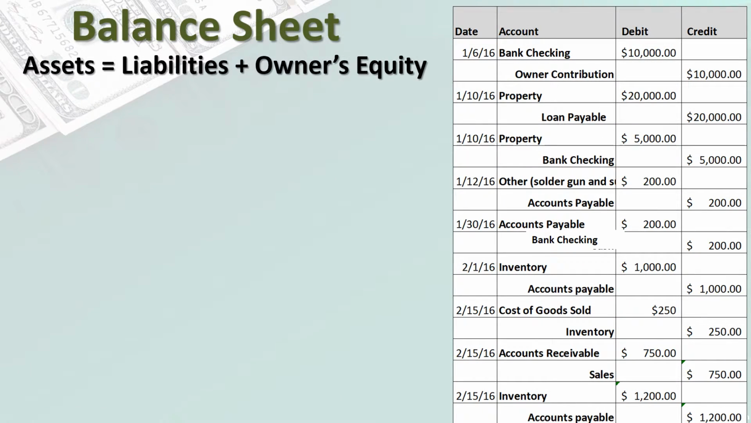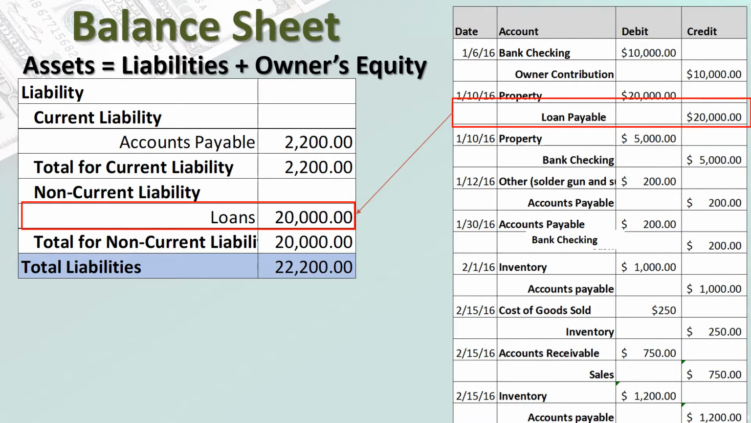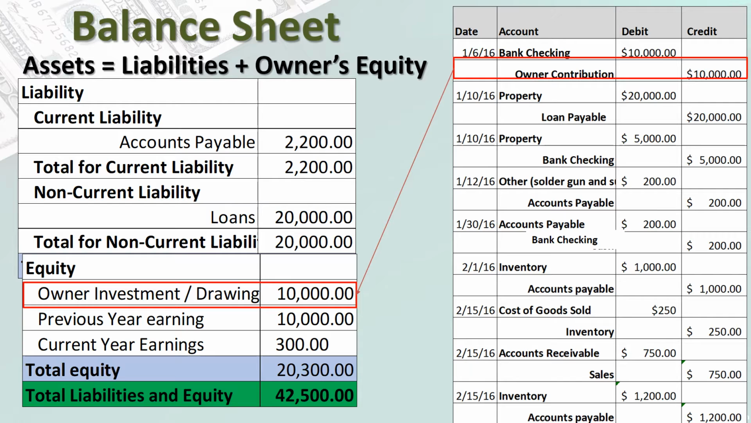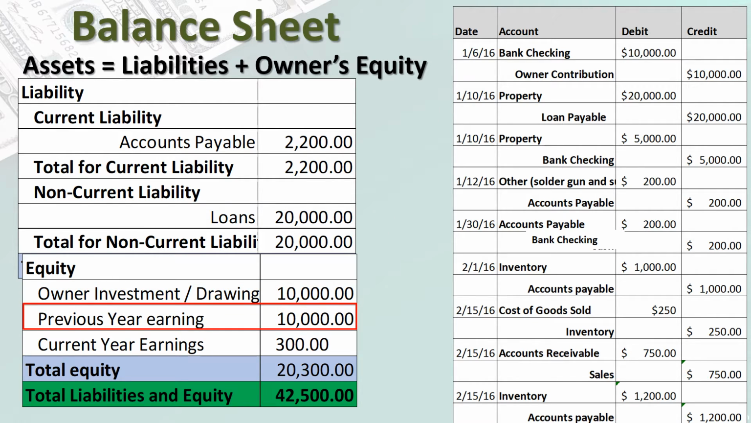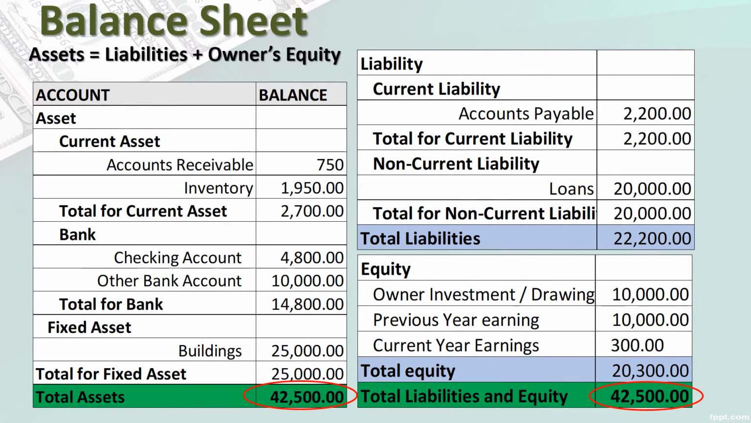Now let's turn our attention to the liability side. We have $2,200 in accounts payable, which we owe for the two inventory purchases, and as Daniel pointed out, we have $20,000 in long-term debt for the office building. Now let's look at equity. The owner put $10,000 into checking this year. We started the year with $10,000. And thus far, we have $300 of retained earnings, which reflects the $750 sale, minus the $250 of COGS, which is $500 in revenue, minus the $200 we paid for the soldering station. And voila! Assets equal liabilities plus equity.